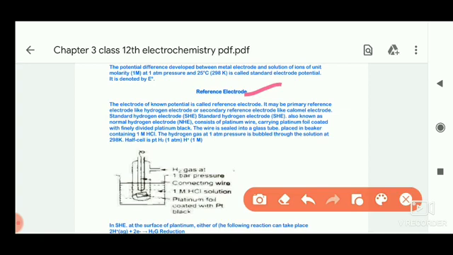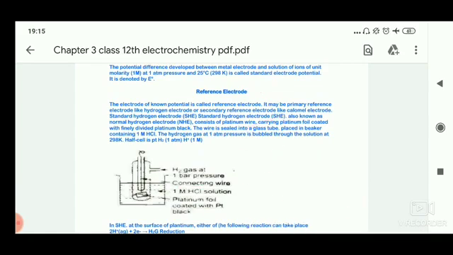The standard hydrogen electrode, also known as the normal hydrogen electrode, consists of a platinum wire carrying platinum foil coated with finely divided platinum black. The wire is sealed into glass and placed in a beaker containing 1 M HCl. Hydrogen gas at 1 atm pressure is bubbled through the solution at 298 Kelvin. The half cell is Pt, H2 (1 atm) | H+ (1 M). Here you can see the image of that particular electrode.